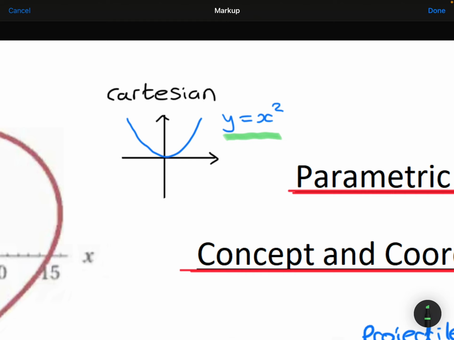However, there are some situations where that's no longer appropriate, and instead, both the y and the x are going to be related to a different variable called a parameter, hence why we call them parametric equations.